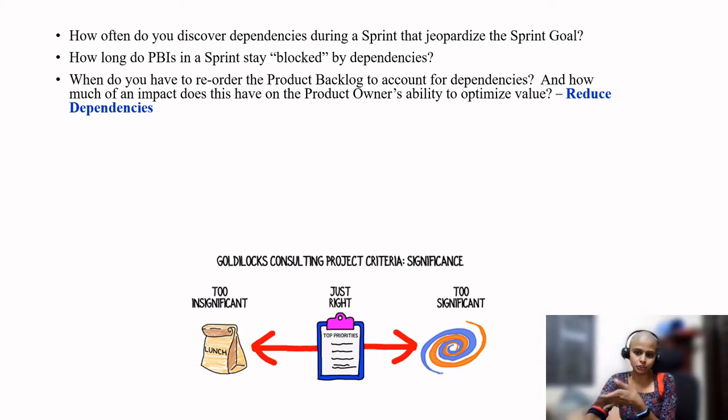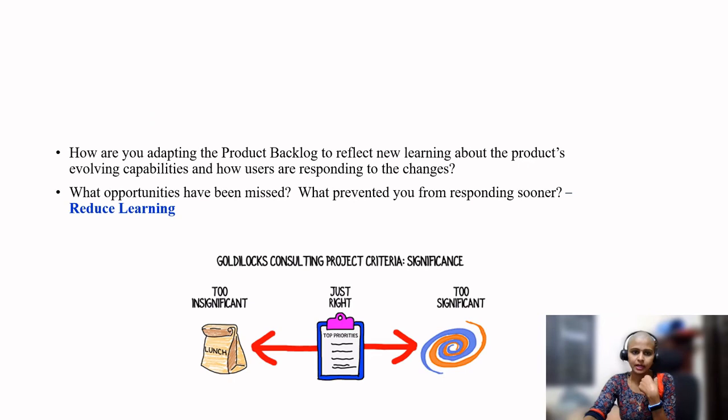Okay, pose this question in the product backlog refinement so that you can easily come over that. And the last point: how are you adapting the product backlog to reflect new learning about the product's evolving capabilities and how users are responding to the changes? What opportunities have been missed?